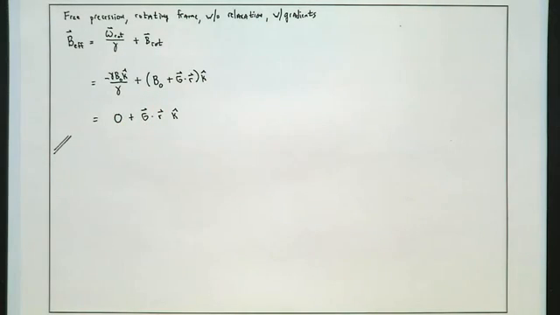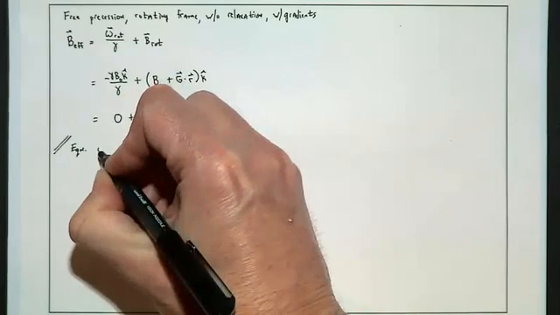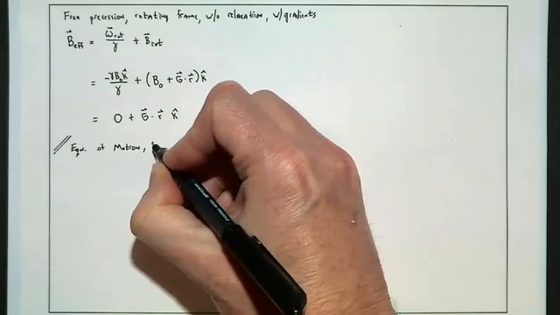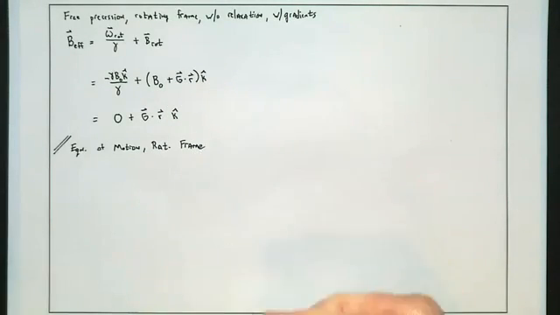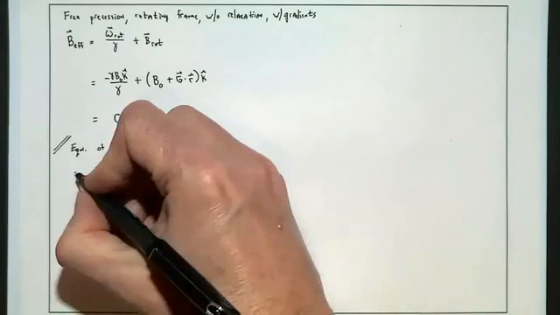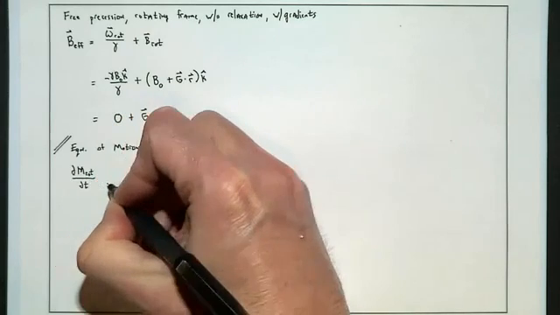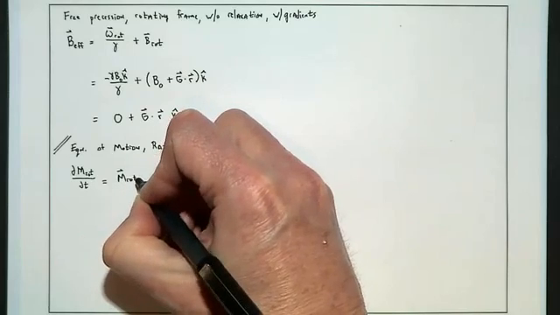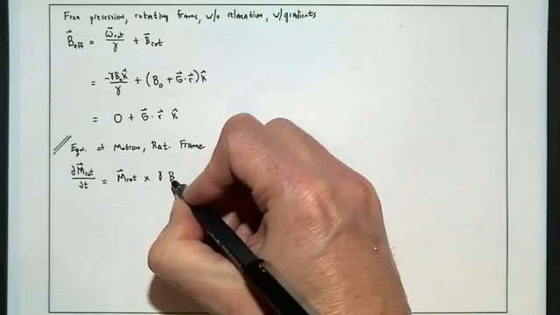Now we have to go back to our equation of motion in the rotating frame, because we know what our effective B field is. And the basic expression we had for that was dm rot dt is equal to our m rot crossed with gamma B effective.